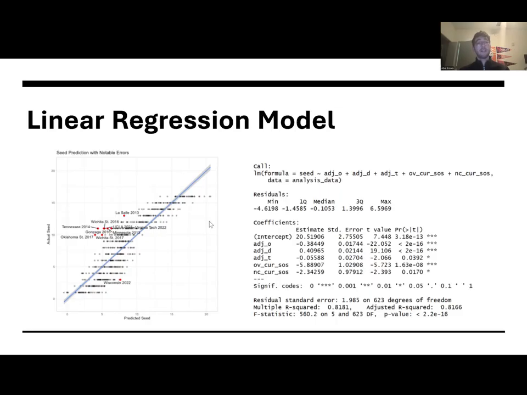And then the next thing that I wanted to look at is the notable errors. So if we look on the left side, we can see some of the seed predictions with the notable errors here. And it's interesting that most of these teams are 10 or 11 seeds, and this does make sense. These are the bubble teams. These are the teams where the results could go either way.